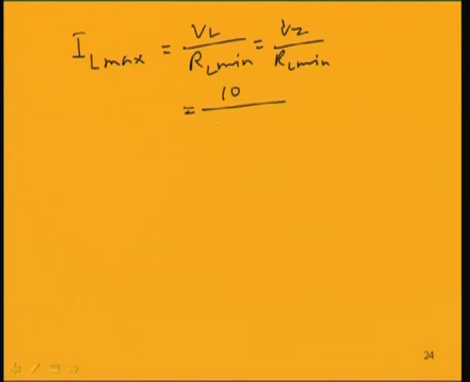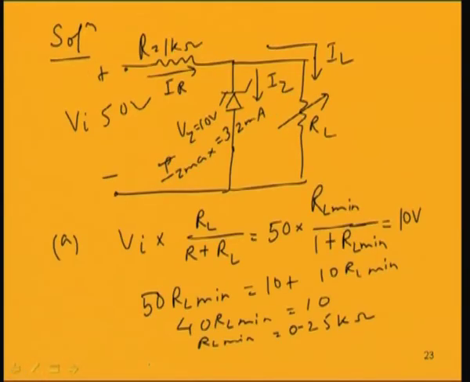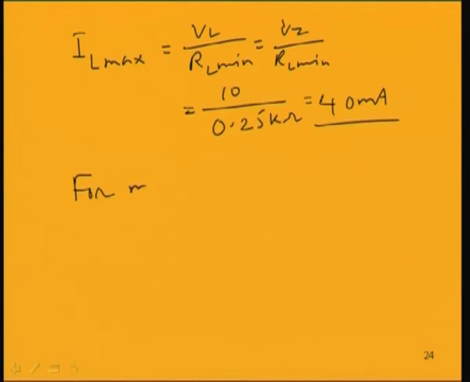for that condition we will get maximum load current, and maximum load current is VL by RL minimum. VL is nothing but 10 volt, VZ, divided by RL minimum, which we found to be 0.25 kilo ohm. So, that gives 0.04 ampere or 40 milliampere. 40 milliampere is the maximum load current, for the minimum RL of 0.25 kilo ohm or 250 ohm. For maximum RL, IL is minimum, so IZ will be maximum.